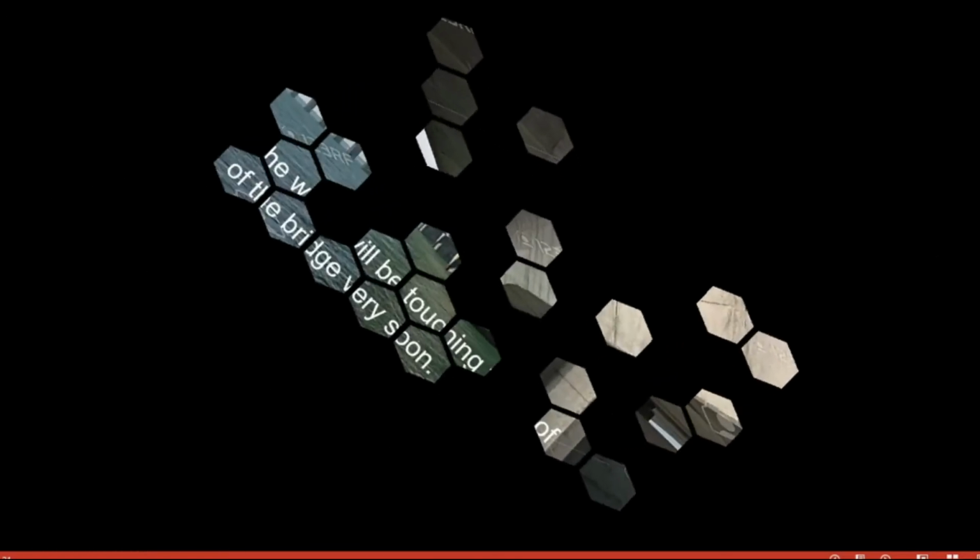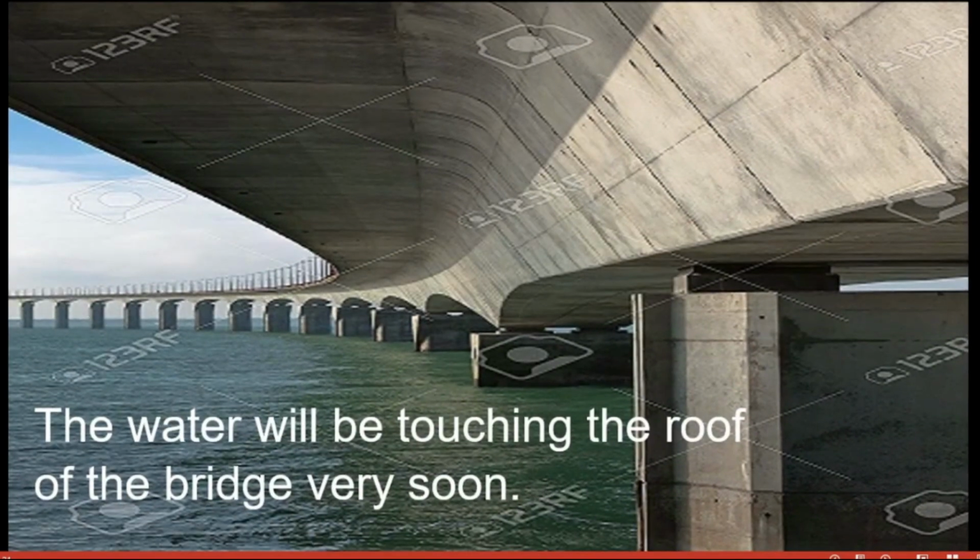Let's see the structure. For all these subjects, I, we, you, they, he, she, it, we have to add shall be or will be plus base form of the verb plus ing form. That is the structure for future continuous tense. Let's see an example. The water will be touching the roof of the bridge very soon.